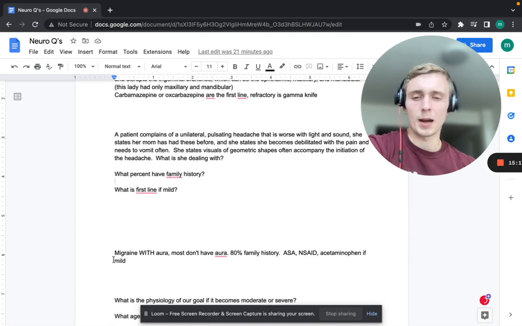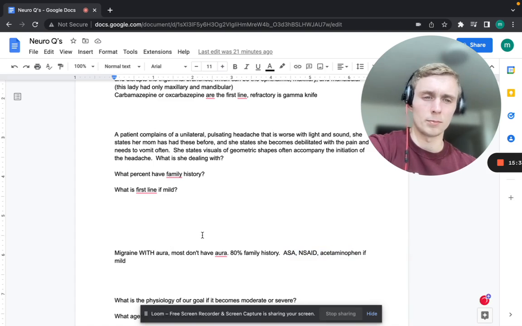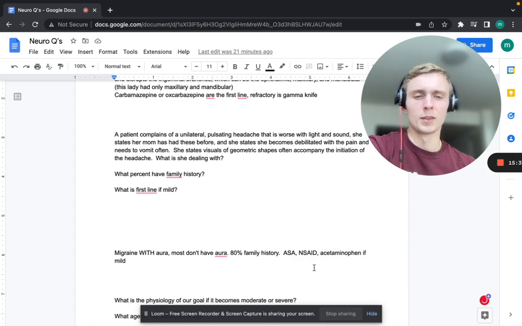So of course that's going to be a migraine with aura, since she is having an aura. Most don't have an aura, however, and the percentage of family history is going to be 80% of these patients have a family history of migraines. For first line treatment, we just want to do NSAIDs and acetaminophen if mild, and put them in a dark room, in a quiet room, things like that.